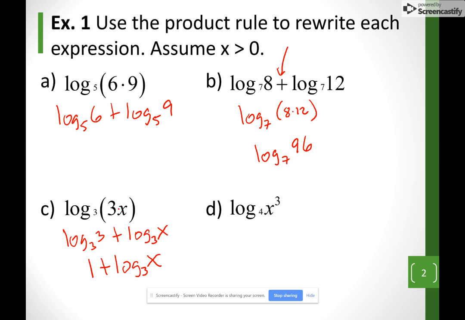Now, looking at example D, x to the third, let me rewrite that as x times x times x. I'm multiplying x 3 times. So I'm going to expand this as log base 4 of x plus log base 4 of x plus log base 4 of x. I see that I'm adding log base 4 of x 3 times. So that basically is 3 log base 4 of x. Now, a cool thing here, if you notice, the exponent came to the front. Okay, we'll keep that in mind.